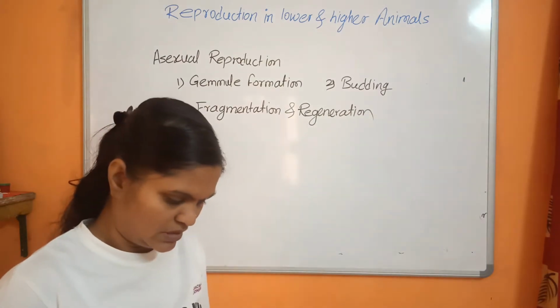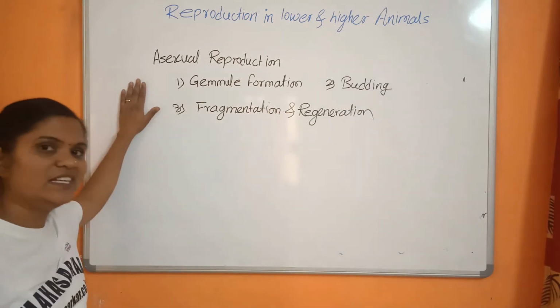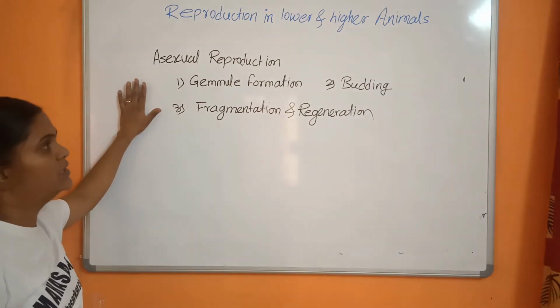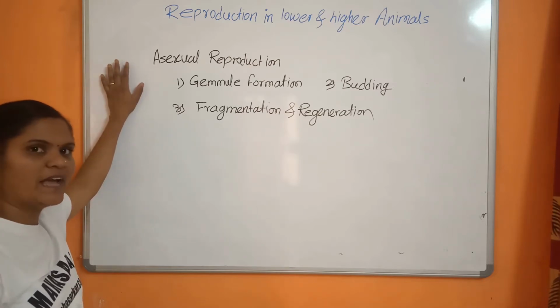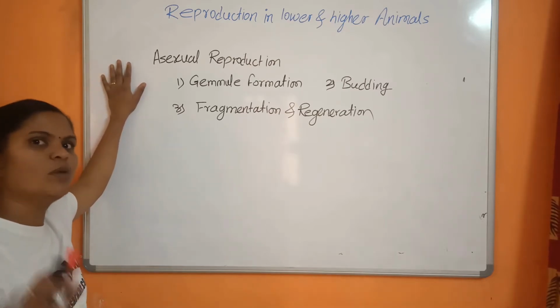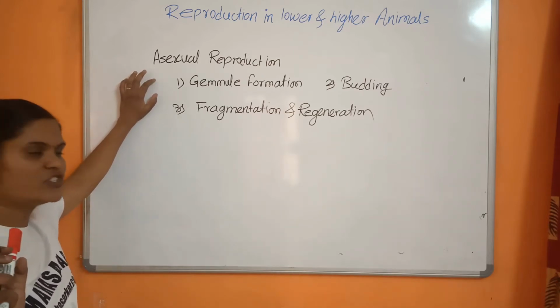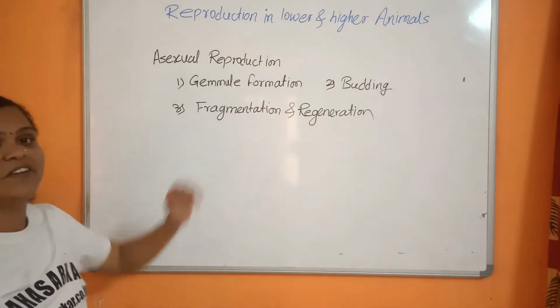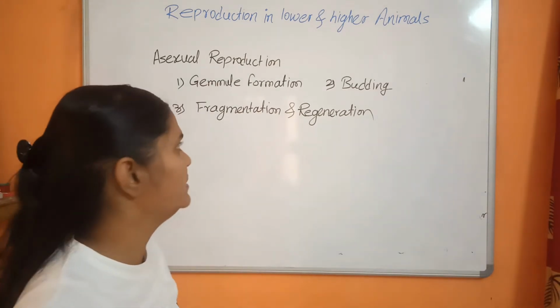Asexual reproduction is a uniparental reproduction, agamogeny. In such type of reproduction, organisms are produced from one parent only. And in case of animals, gemmule formation, budding, fragmentation and regeneration are common methods for asexual reproduction.